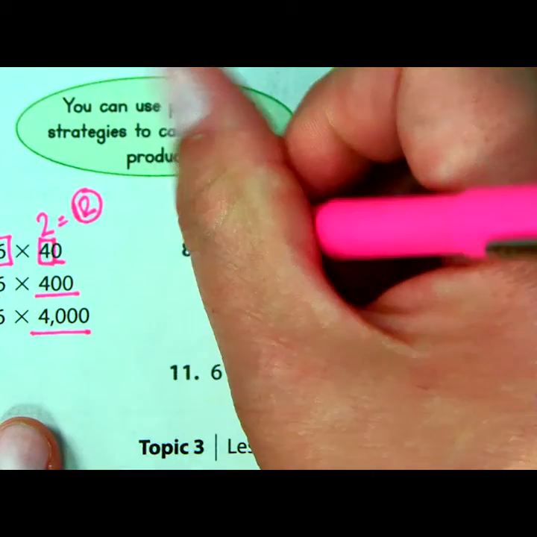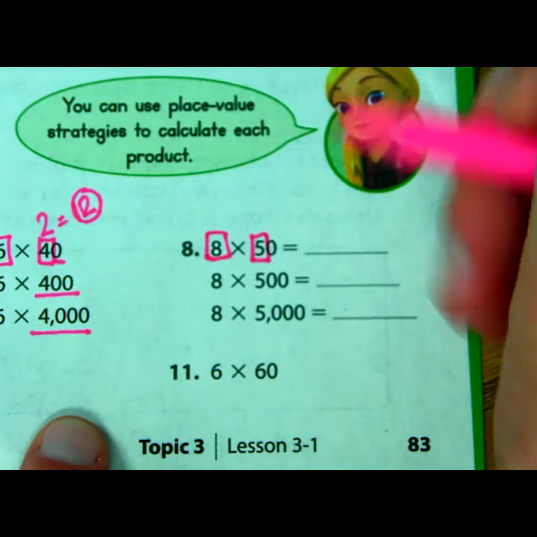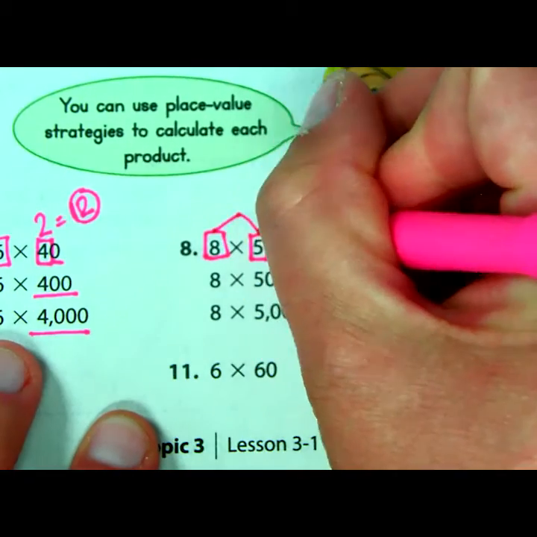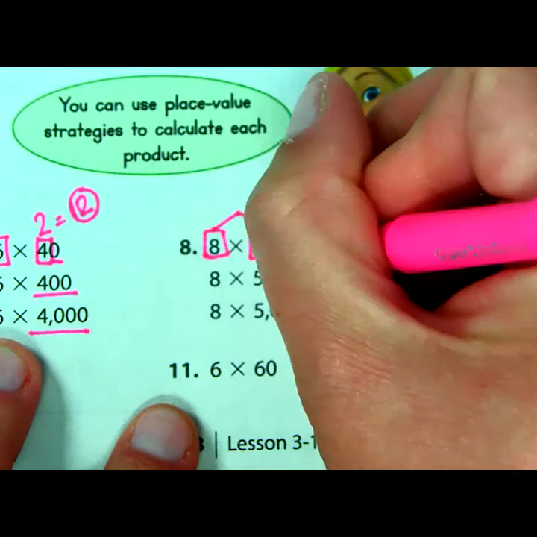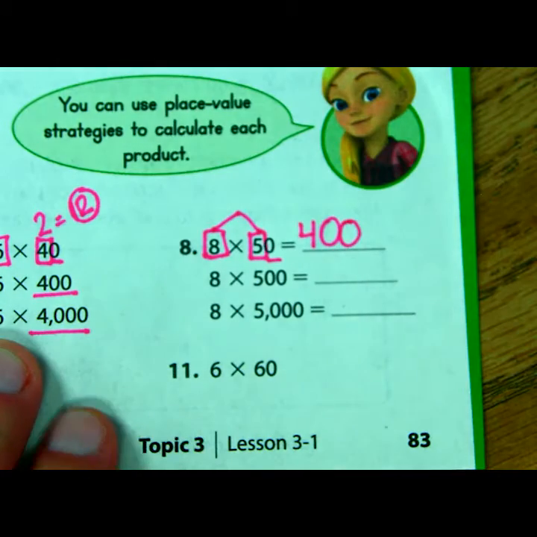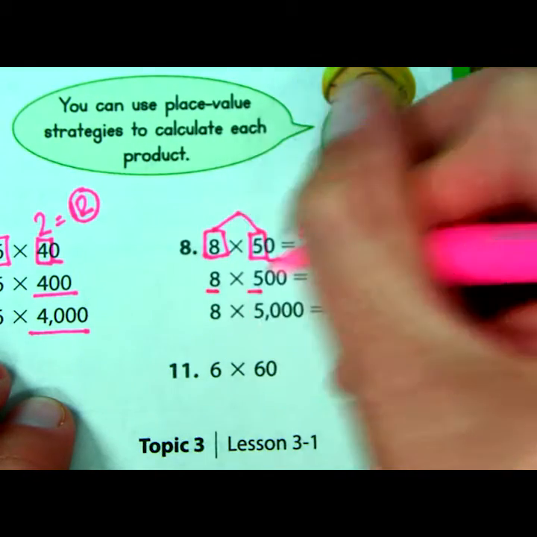8 times 5. This should be pretty easy for all of us. We just count up by 5s and do that 8 times. And when we multiply 8 times 5, we have a product of 40, but we're not multiplying by 5, we're multiplying by 50. So this is a product of 400. Now moving right along, still knowing that 8 times 5.